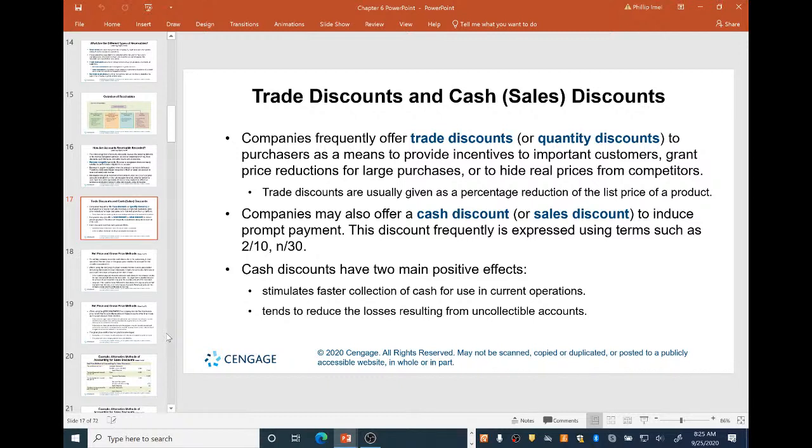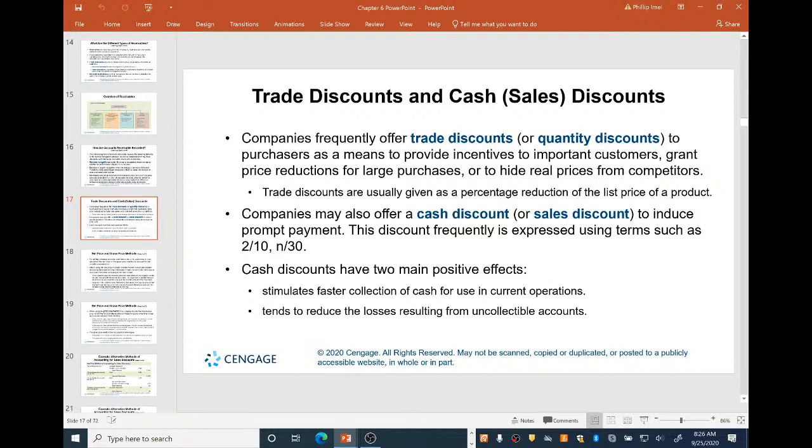So cash discounts as opposed to trade discounts. This is more so when we've sold an item to a customer. A cash discount is something that we use to give an incentive to receive prompt payment. Usually the way that cash discounts will be expressed is like here, 2/10, n/30. What do you think this would mean right here? Have you ever seen that term before?